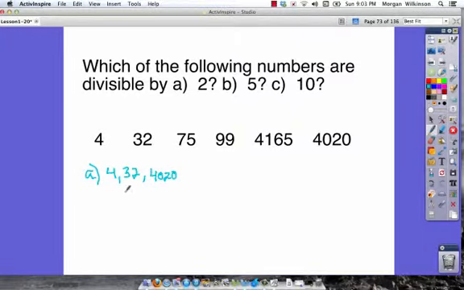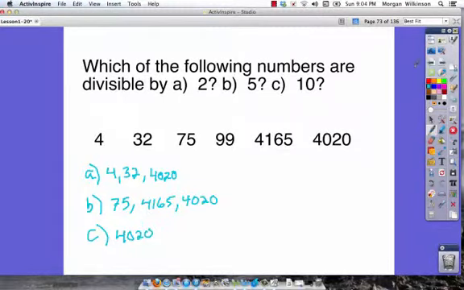We're all done with part A. Let's look at part B. Which of the following numbers are divisible by 5? So for it to be divisible by 5, it has to end in a 5 or a 0. So 75 is, 99 is not, 4,165, and 4,020 both are. Let's go ahead and look at problem C. Problem C said which of them are divisible by 10? Well, 10 is easy because it has to end in a 0. So 4,020 must be our only answer for C.